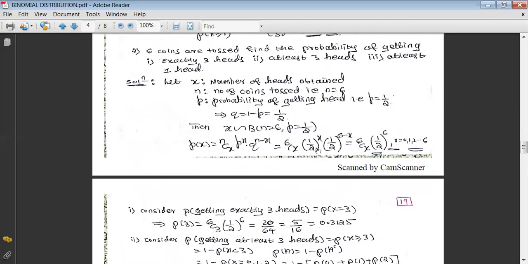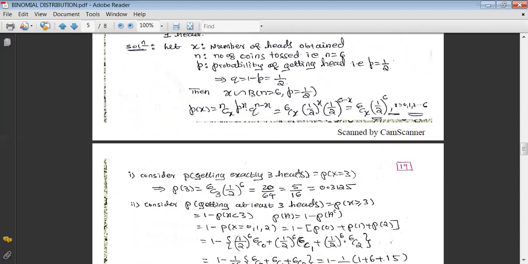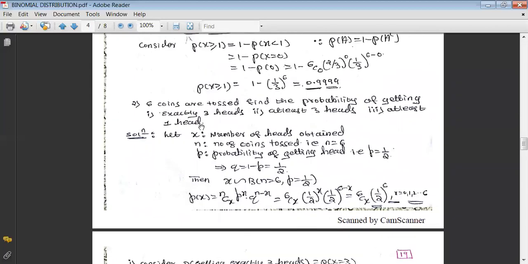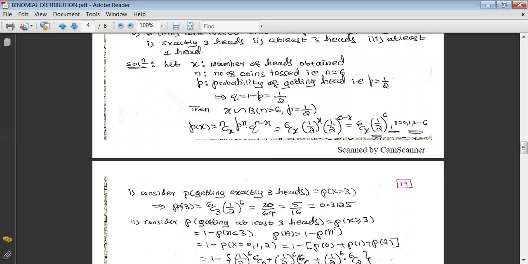And this is the thing we first need, that is the probability mass function is written completely by knowing the parameters n and p. Then let us go for finding the required first one. We need the probability of getting exactly 3 heads. That is the probability of getting exactly 3 heads equals P(X = 3), because x represents the number of heads. That's why we say that the probability of getting x equals 3, that is P(3). You go here and take x equals 3 now.